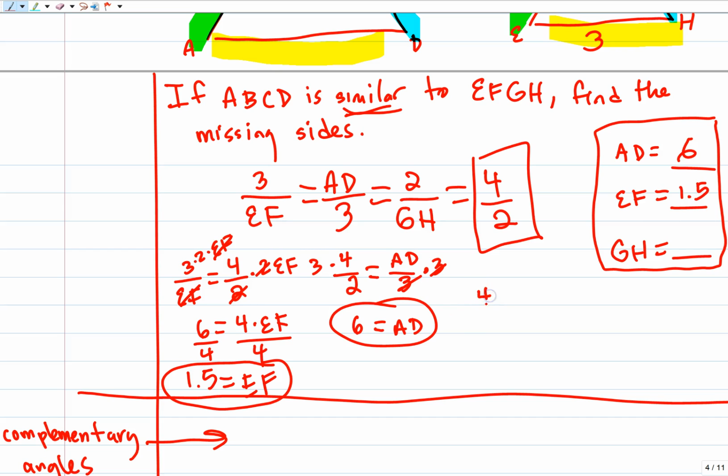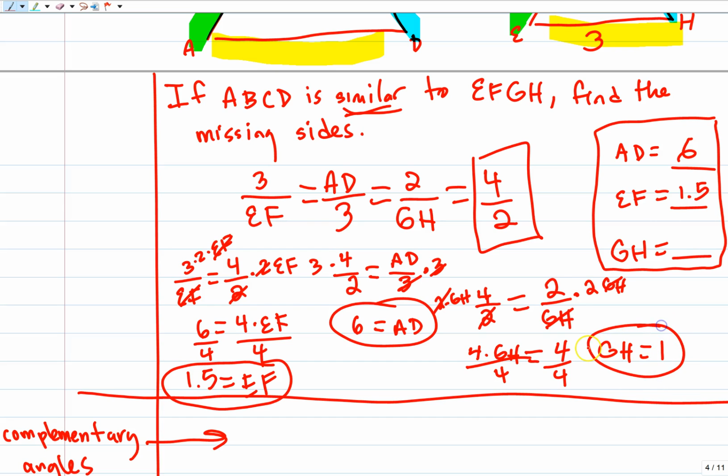And I can take that same 4 over 2, which I know is 2. You can deal with that if you'd like to. And set that equal to, what are we missing? GH. So how about 2 over GH? I want to clear these fractions, so I'm going to multiply everything by both the 2 and the GH. So I'm left with 4 GH is equal to 2 times 2 is 4. Dividing by 4, GH is equal to 1.